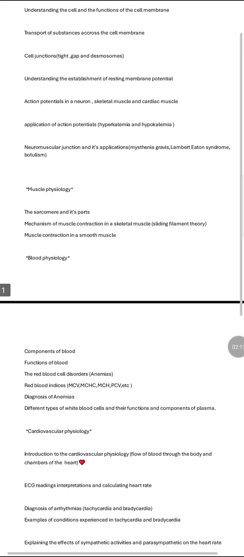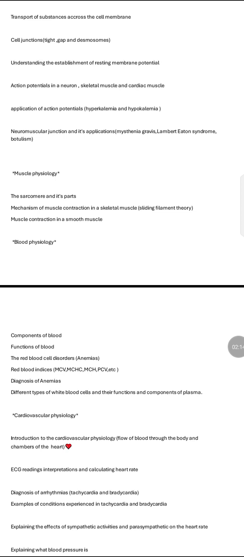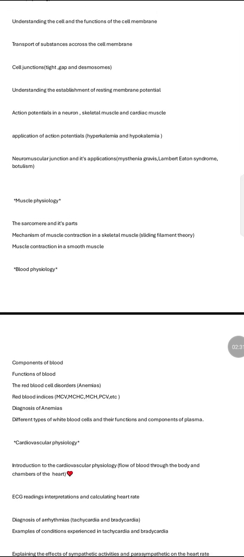Also, we should talk about the neuromuscular junction, right? The connection between a neuron and a muscle, and the things that can go wrong at the neuromuscular junction. We have got myasthenia gravis, we have got Lambert-Eaton syndrome, as well as botulism. This is under the action potentials that I've mentioned here.